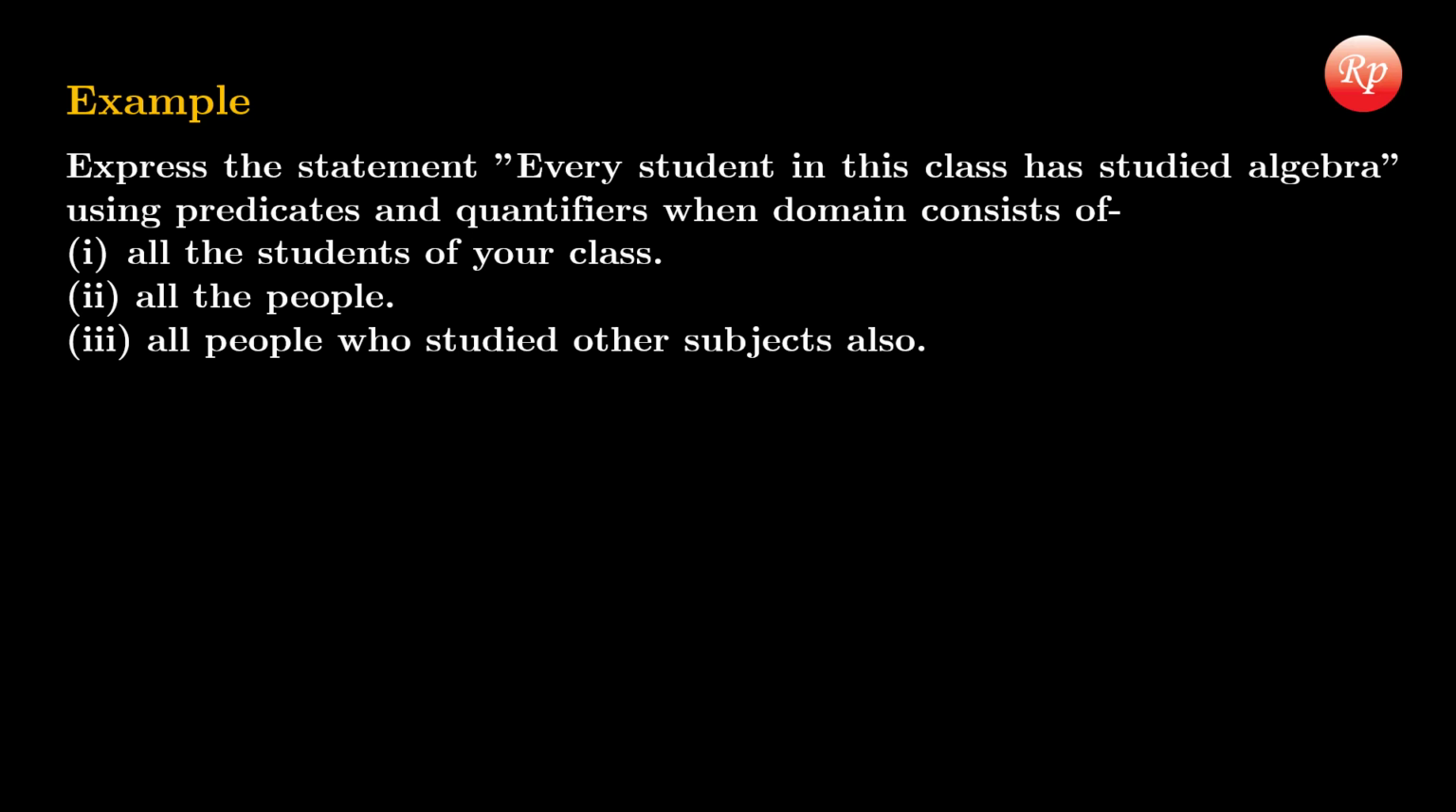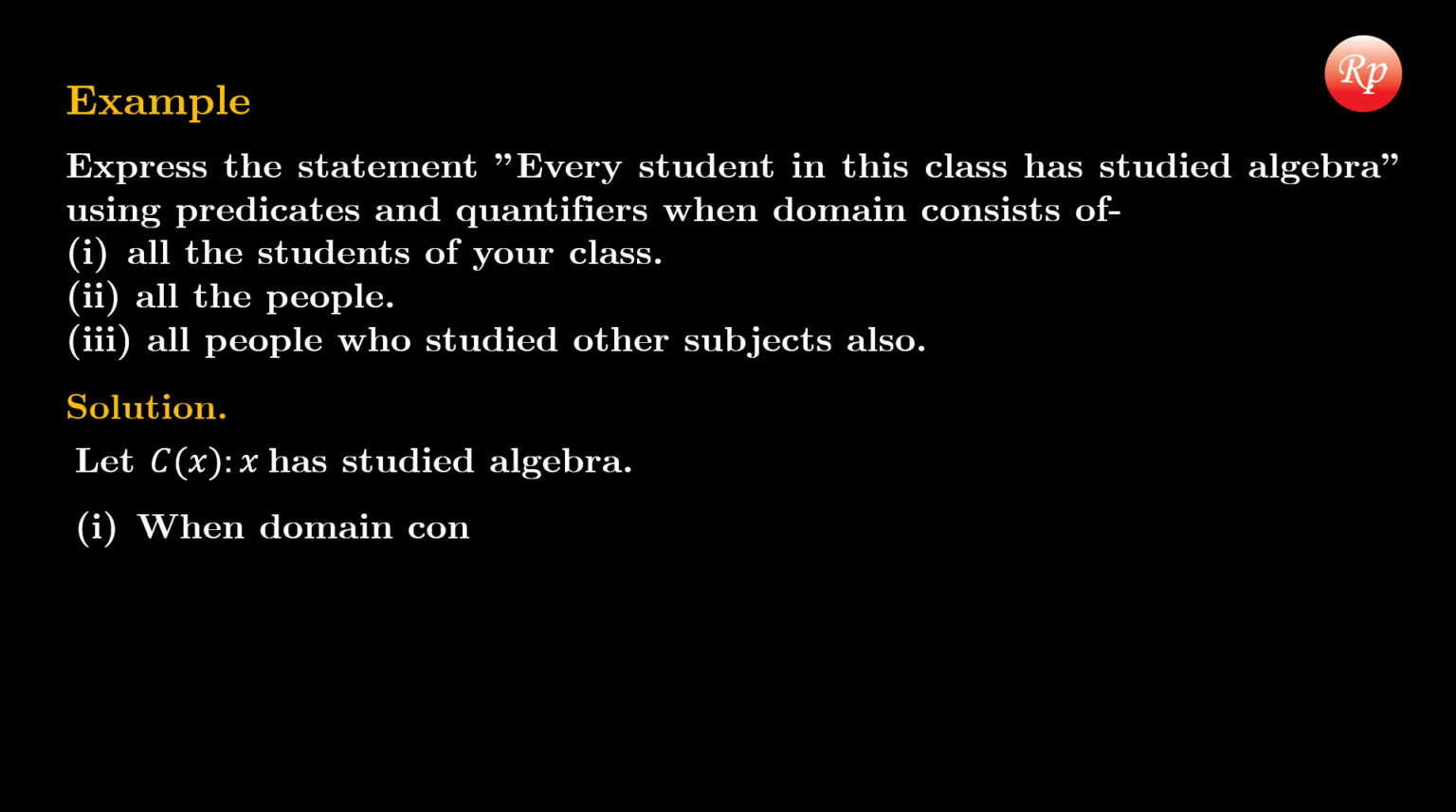So first of all, we define a predicate. Let us define Cx. Cx is the predicate: x has studied algebra. So here x is the variable or subject. It may be a student or it may be a person from outside the class. So x may belong to the class or may be outside of the class. So in the first case, when the domain consists of all the students of your class, there are no other people in your class except the students.